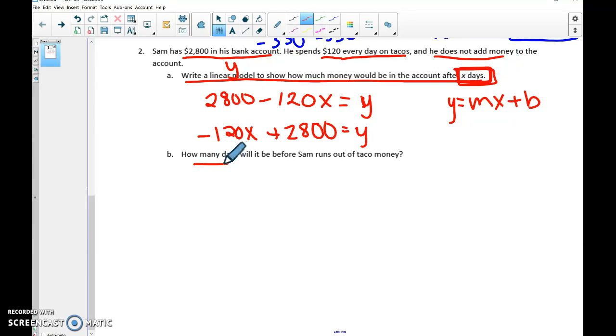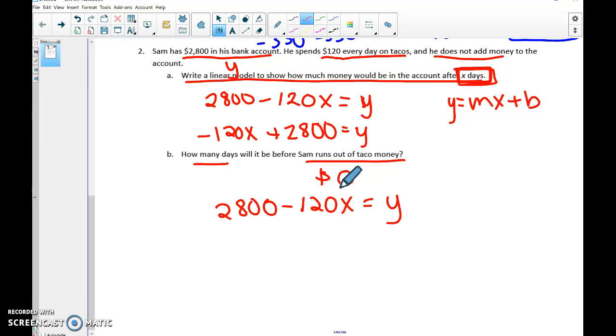So how many days will it be before Sam runs out of money? Well, how much money do you have when you run out of money? You have 0. So how long is it going to be before Sam has $0? Okay, remember we said X is days, Y is the amount of money in the bank account. So if my formula is 2,800 minus 120x equals Y, where should I plug in 0? Well, it's the amount of money, so I should put it in place of Y. So it's 2,800 minus 120x.